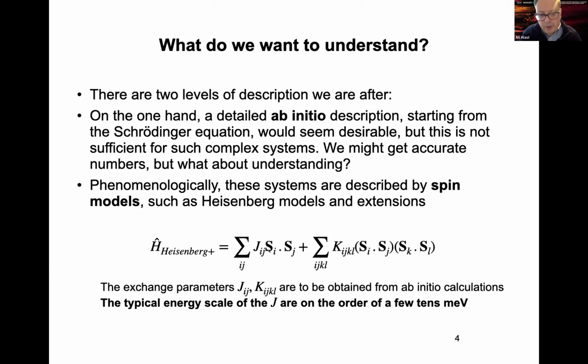The main point is that when we write Heisenberg models, we have some exchange constants, the Jij's, and higher order exchange constants, which have to be obtained from ab initio calculations, and then they can be compared with experiment. The typical energy scale of these exchange constants is only on the order of tens of milli-electron volts. So that sets the energy scale and hence the challenge involved.